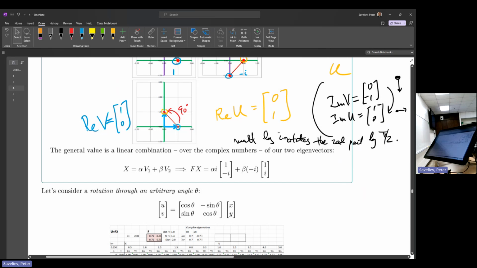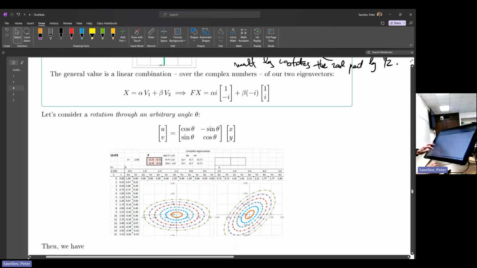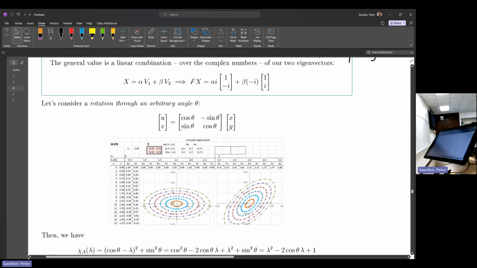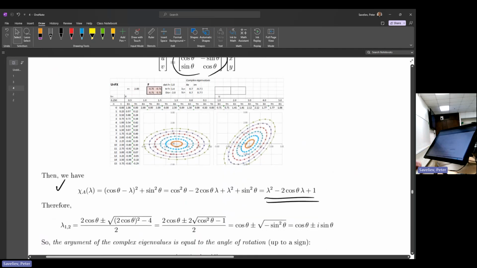Let's take the general case of rotation through angle theta, and we see how that works out. So that's rotation by this abstract angle theta. We do the computation that we did before. This is my matrix. Okay, so we compute its characteristic polynomial right here, and we end up with this characteristic polynomial. We set it equal to 0 and solve. I'm using very freely my quadratic formula right here.